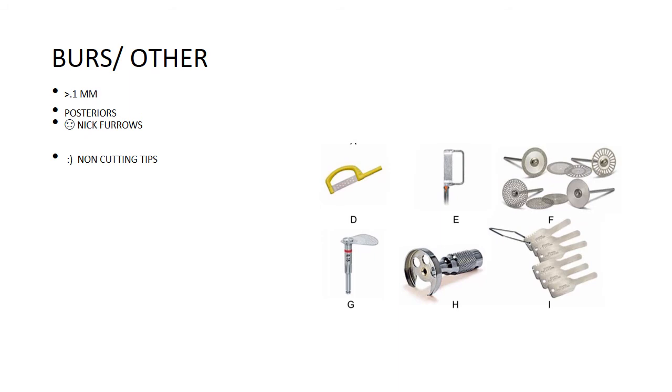Now, the disadvantage with burs is that if there is improper control during their use, there is a chance that you may form furrow-like indentations on the enamel surface due to improper placement or angulation of the bur tip. To avoid this, non-cutting tip burs, also called safe-end tip burs, like the ones that are used in endodontic access opening, are available for IPR. By using them, you can avoid forming those furrows or dents on the enamel surface, because those dents are difficult to remove even after polishing.